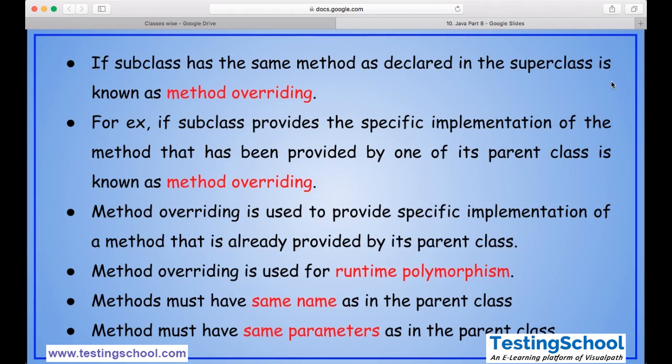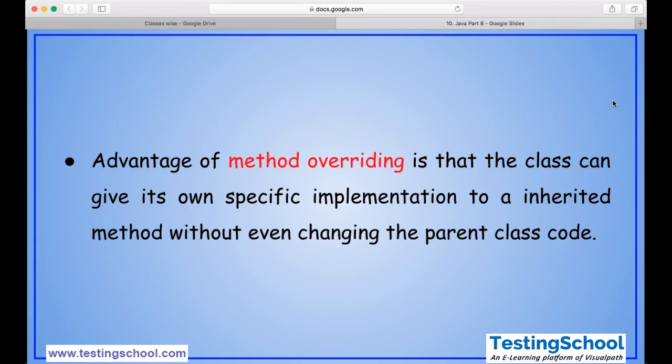Okay, kind of opposite to method overloading. In method overloading, we cannot use the same name with the same kind of parameters, right? But here the same concept, same replica you need. Okay, the advantage of method overriding is that the class can give its own specific implementation to an inherited method without even changing the parent class code. Okay. We have seen so many things, but we'll see everything by taking one example. Okay.